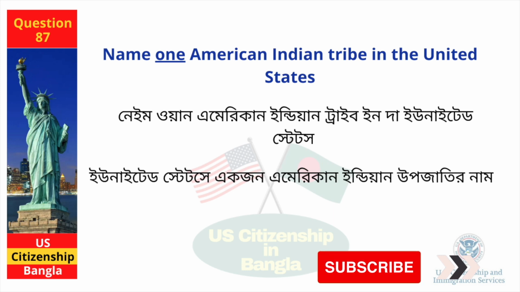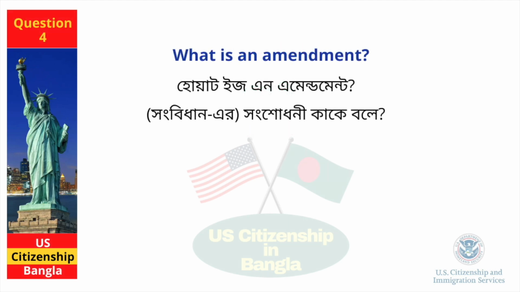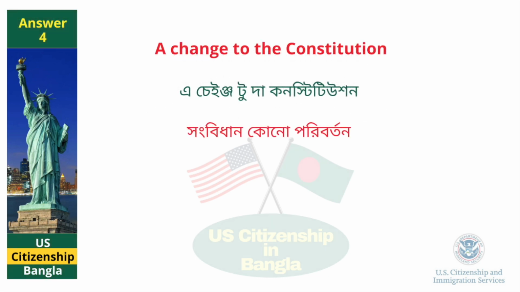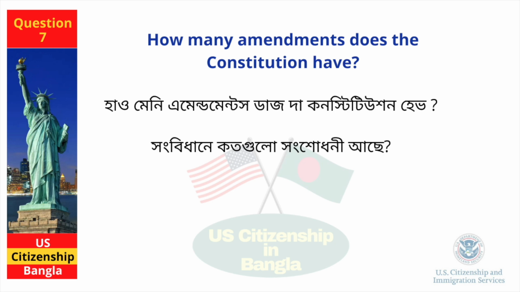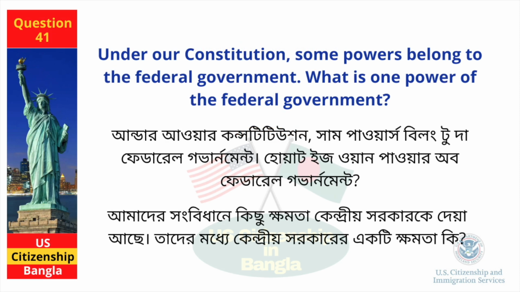Name one American Indian tribe in the United States. Cherokee. What is an amendment? A change to the Constitution. How many amendments does the Constitution have? 27. Under our Constitution, some powers belong to the federal government.